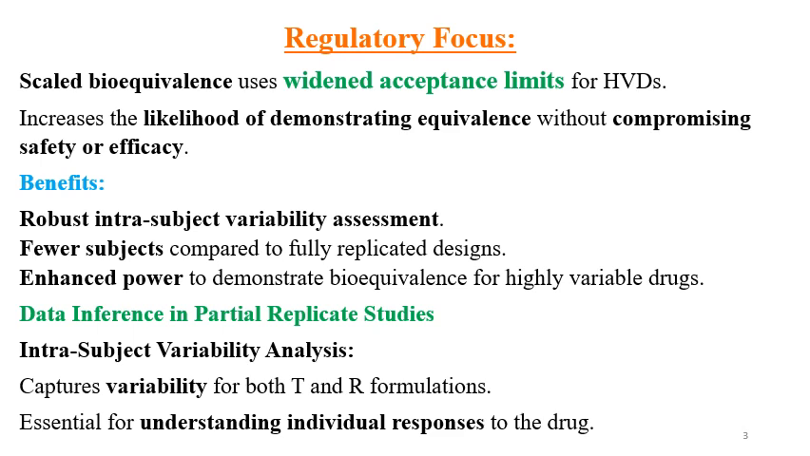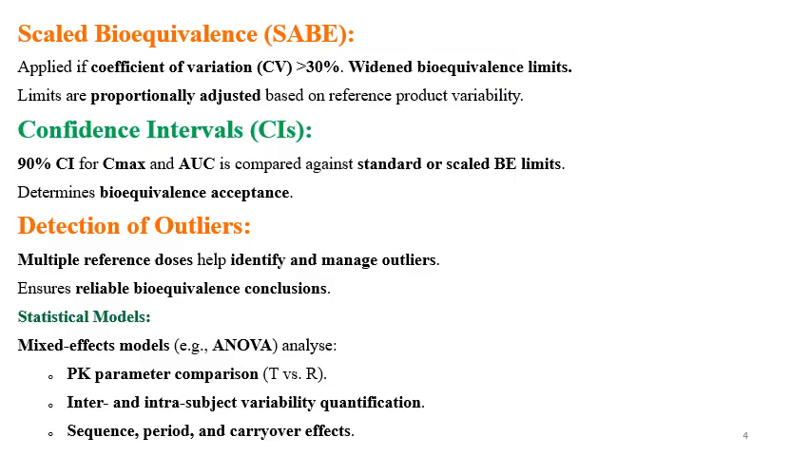It captures variability for both test and reference formulations, and it is essential for understanding individual responses to the drug. Then scaled bioequivalence, that is SABE, is applied if the coefficient of variation, that is CV, is more than 30%. Then the bioequivalence limits are widened. Always know that the bioequivalence limits are widened for Cmax. Limits are proportionally adjusted based on the reference product variability. You can get more information on scaled bioequivalence in the playlist of bioequivalence and IVIVC on this channel.